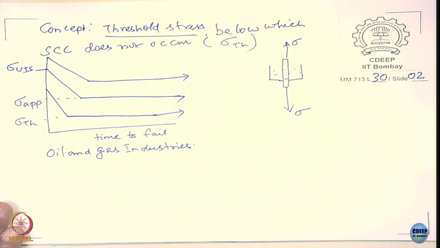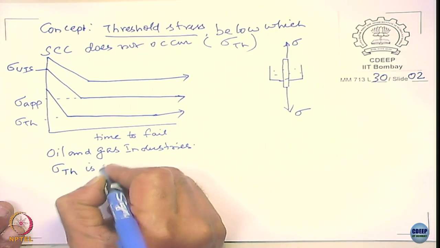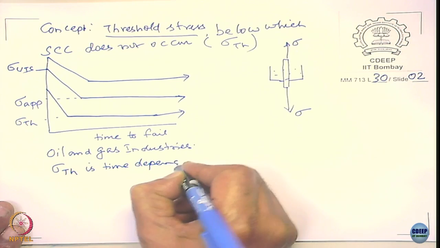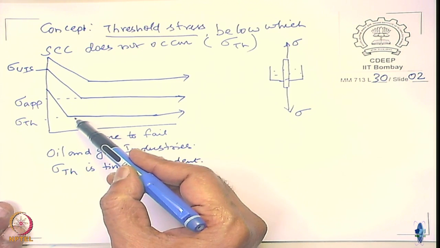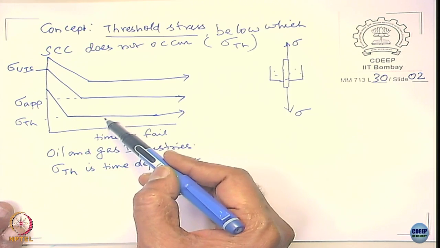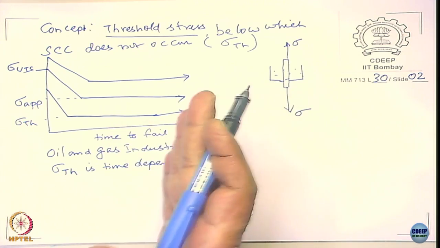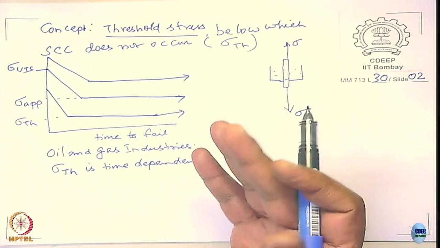But you notice that the threshold stress that we talk about is time dependent. Right? What do you mean by that? Suppose here it starts failing, so you know that here it doesn't fail. What is the time you wait for? Generally the time is say 1000 hours or 720 hours. If you wait for more, it may start failing, okay.